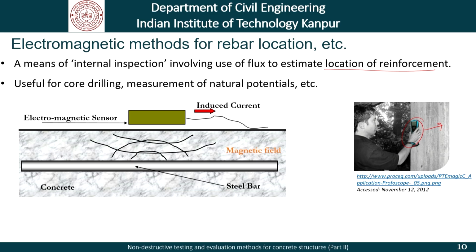There are ways in which we can find out the depth of the reinforcement, the diameter at times, of the reinforcement and the location. So if we are mapping a concrete surface with reinforcement bars like this, and we move the reinforcement locator, we will find that, okay, here is the reinforcement, here is the reinforcement, and here is the reinforcement.